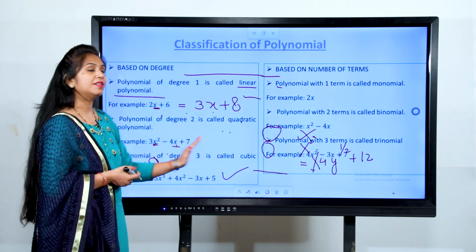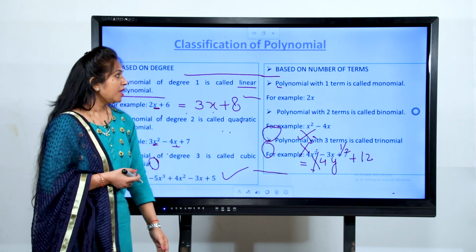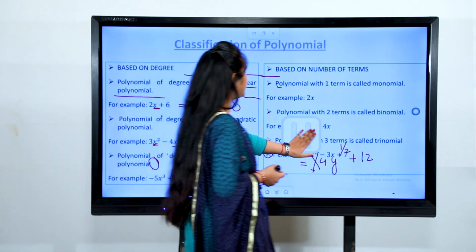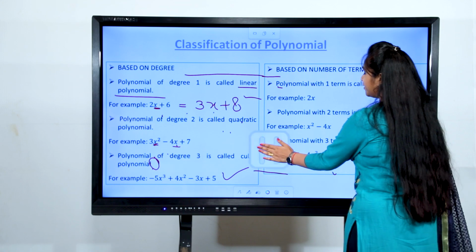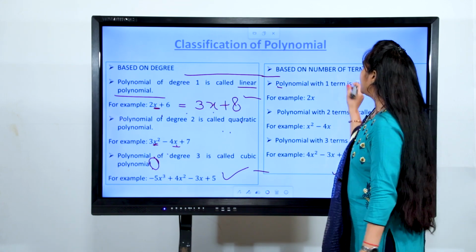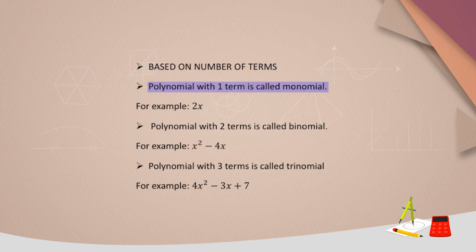And if the degree is 3, it is said to be a cubic one. Now, based on the number of terms, how can we classify polynomials? If the polynomial has only one term, then it is said to be a monomial. For example, 2x. You can see in this polynomial, we have only one term, that is 2x.